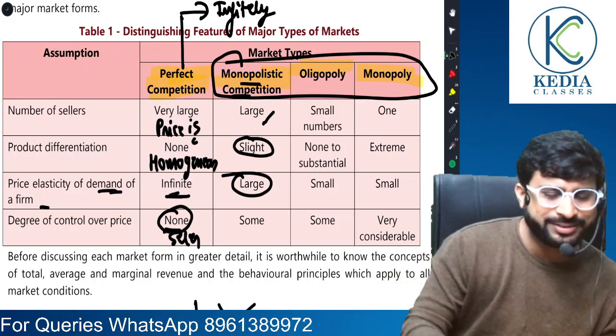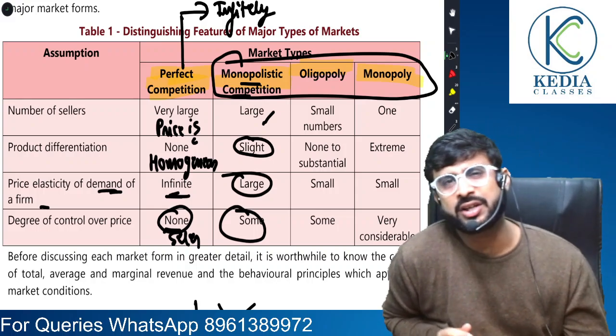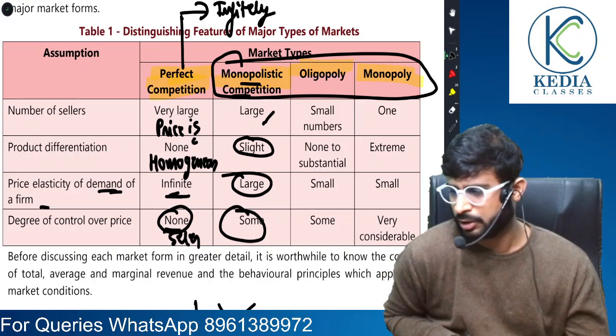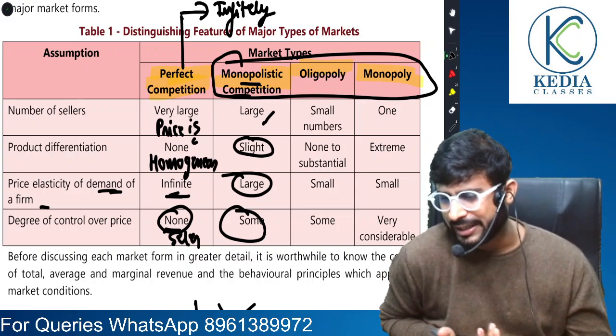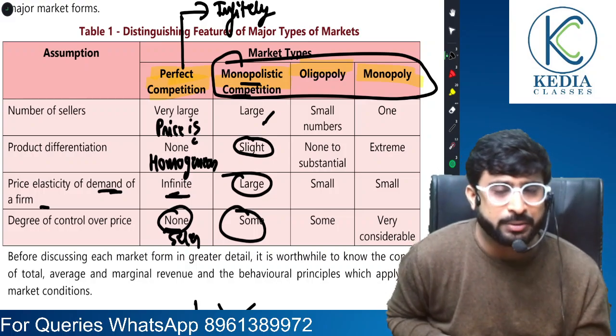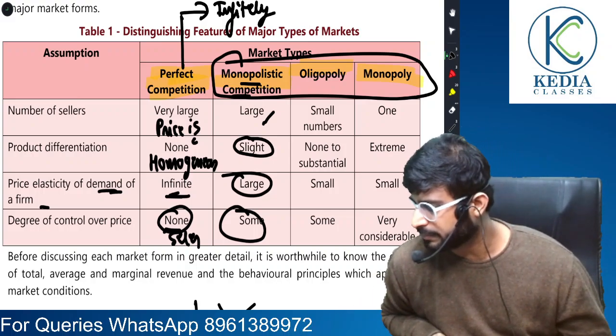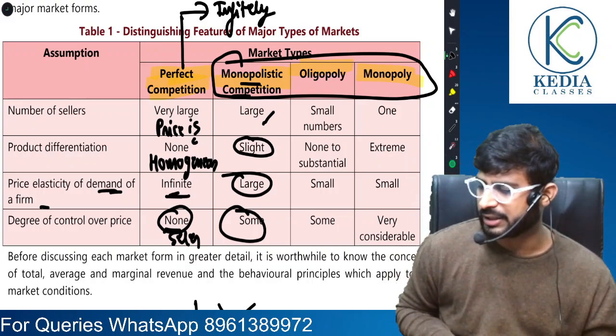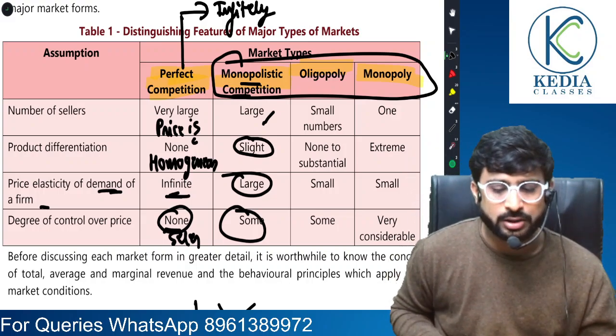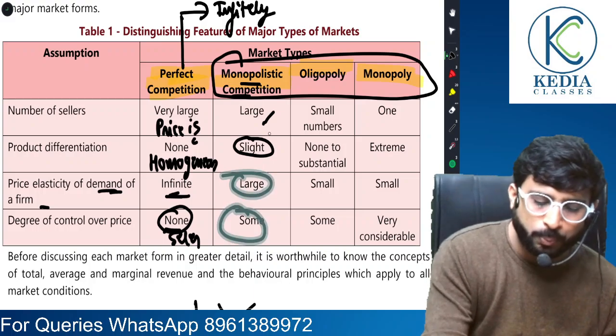Degree of control over price, yes. In monopolistic competition, each one has their own brand names. So yes, to show that their brand identity is different, they may charge a different price for their product. Okay? Yes, sir. Next, what about oligopoly?